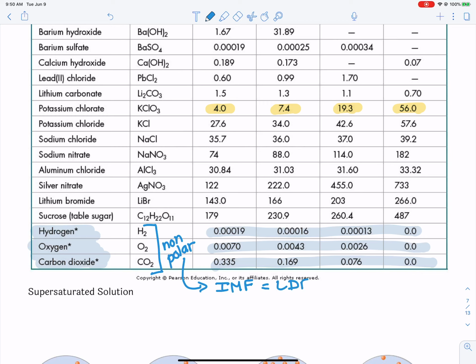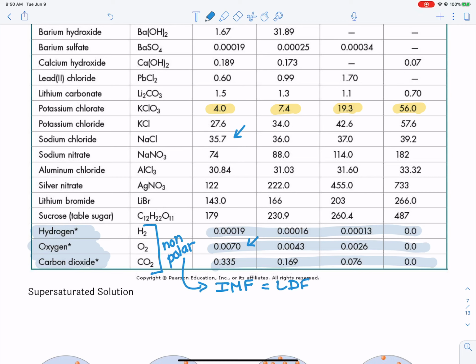London dispersion forces. We know that those are very weak. So is oxygen very attracted to water? Hardly, not at all. Very, very little, which is why only a very small amount of oxygen can be dissolved in water, as opposed to salt. Here's salt, NaCl. A much greater amount of grams is able to dissolve in water.